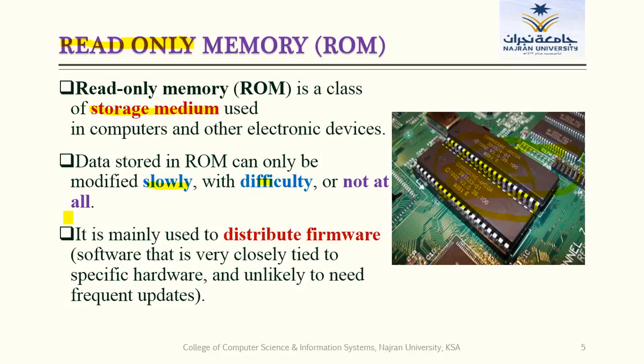Data stored in ROM can only be modified slowly, with difficulty, or not at all. It's not easy for an ordinary programmer to modify or delete data. For this you need some expertise, and it's very difficult. Normally ROM is used to distribute firmware. What is firmware? Software that is very closely tied to specific hardware and unlikely to need frequent updates. These are software made only for specific hardware, closely tied to it, and we don't need to update them again and again. This comes from companies. So read-only memory is also a storage medium, but it's not easy to modify or update the data.